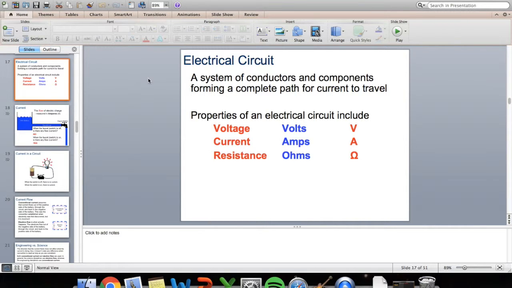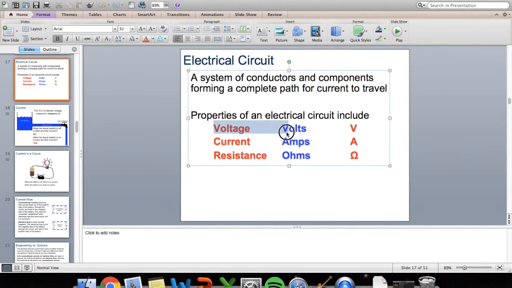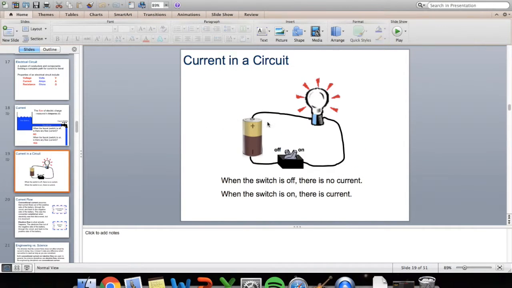So electrical circuit, that is the basic mechanism of how electricity is transferred and used, through the circuit. And there's three things that are important to know right here. The voltage, which we use with a V, current, which we measure in amps, and we abbreviate with an A or sometimes an I, and resistance, which we measure in ohms, and there's that omega symbol. That's a Greek letter that we use right there. Okay, so here we go.